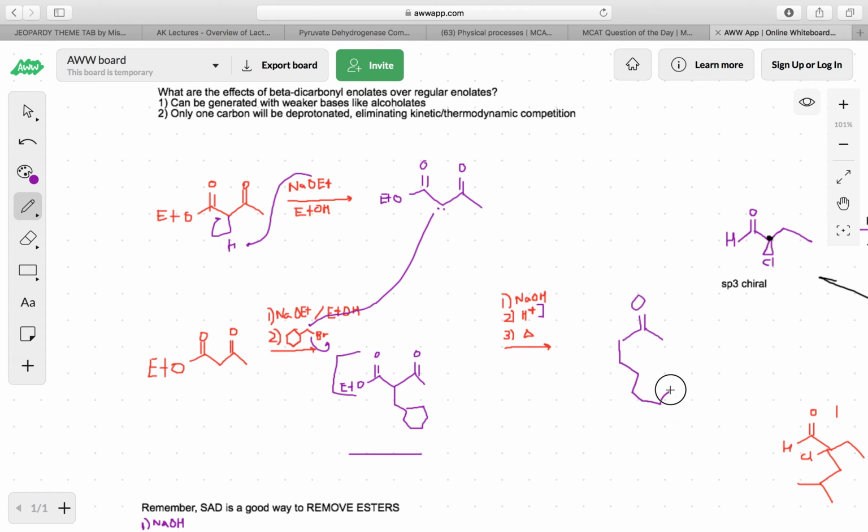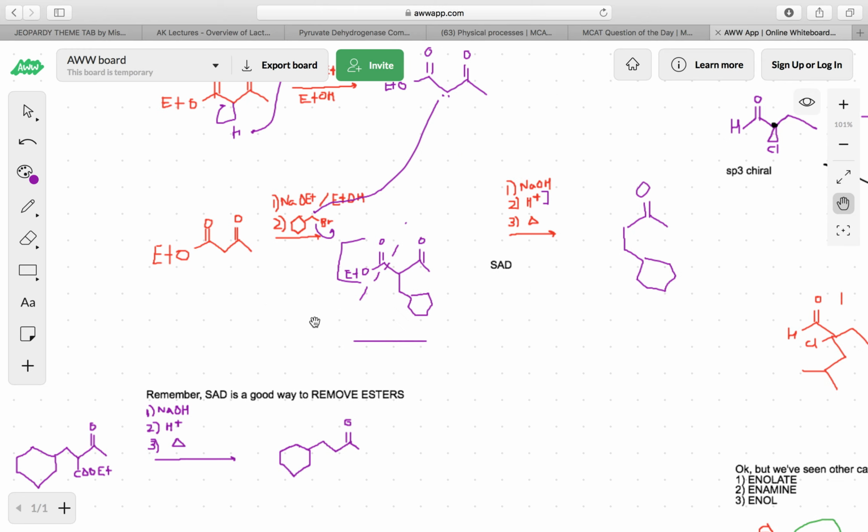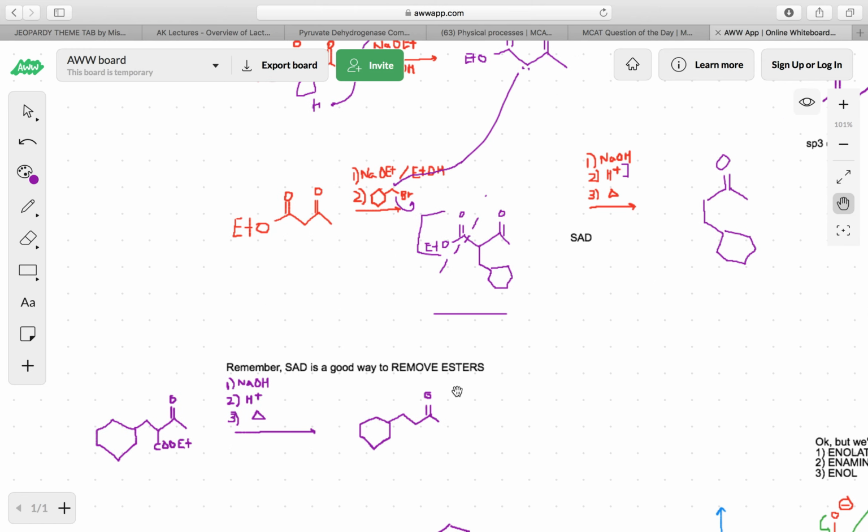So anytime you see NaOH, acid, and then heat, this is the SAD combination: saponification, acidification, and decarboxylation. What they're used for is just to get rid of ester groups. So we know we have an ester here, and we know we're getting rid of this. So just cut off the ester, basically, and you should be left with whatever's on the right side, and that's what I did. That's why I didn't have to think about it in my mind. We know that SAD is a good way to remove esters.